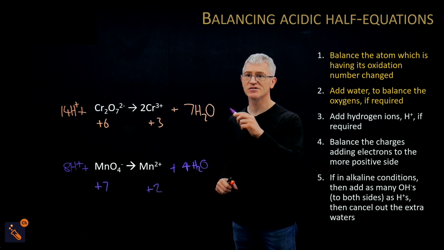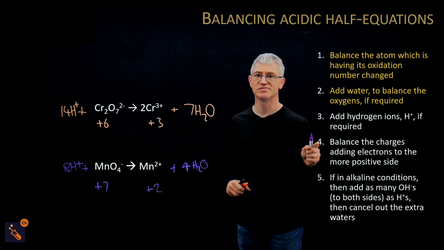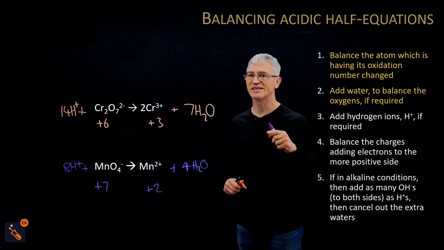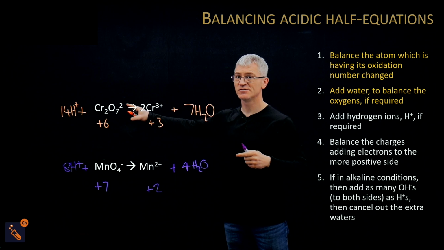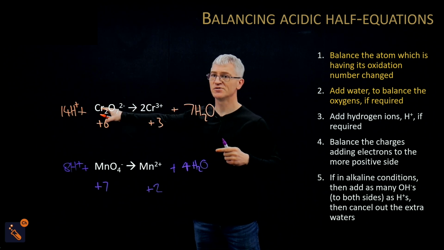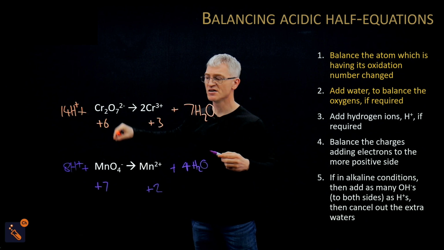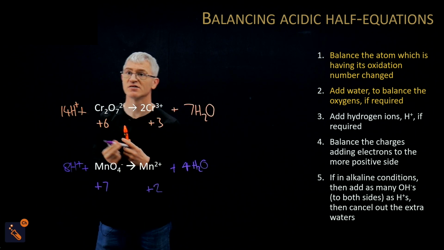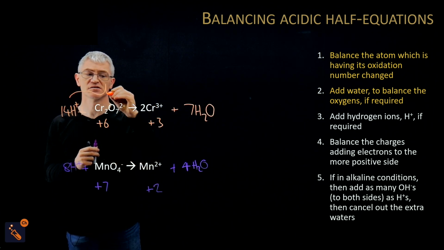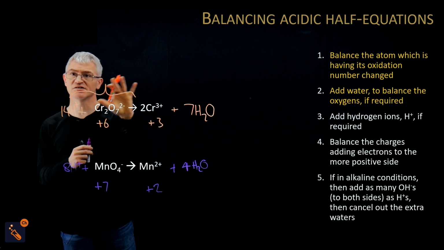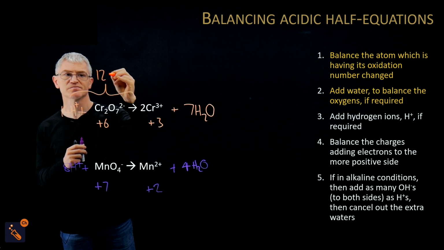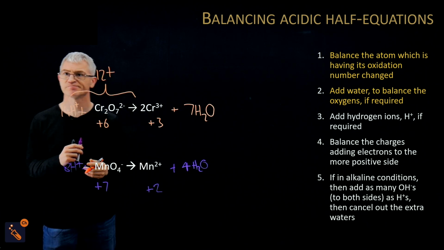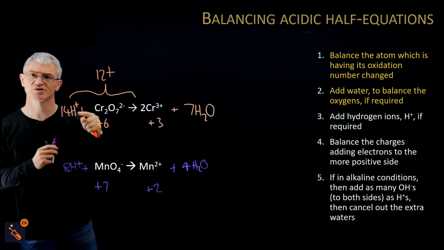Now all we have to do, okay, all we're going to have to do is look at both of these and say, which is the most positive side? Balance the charges, adding electrons to the most positive side. So the most positive side on this one, remember that is 2 minus, plus the 14. So overall, that side only is 2 minus plus 14. So that's 12 plus.